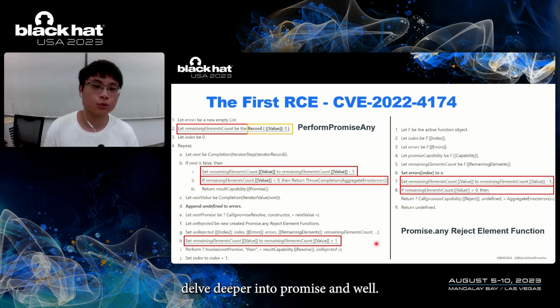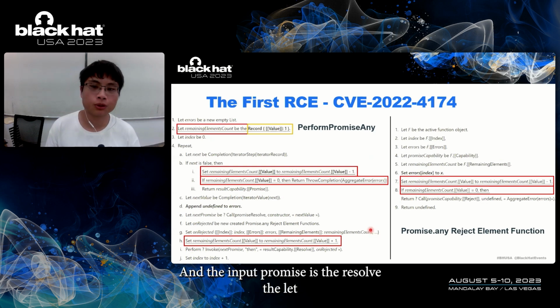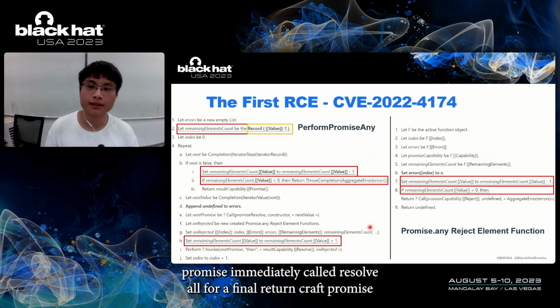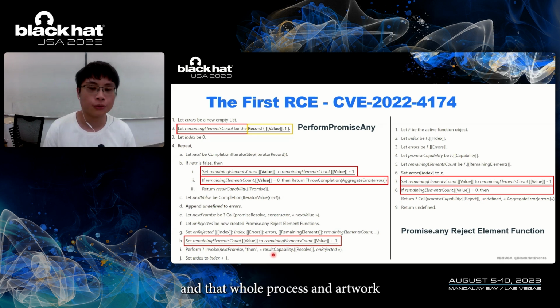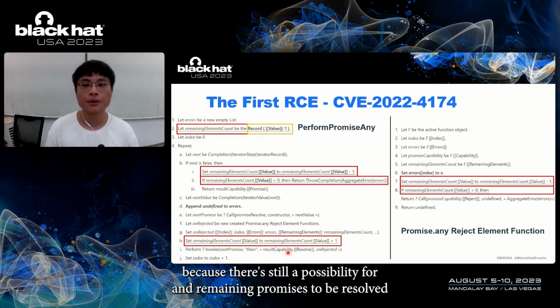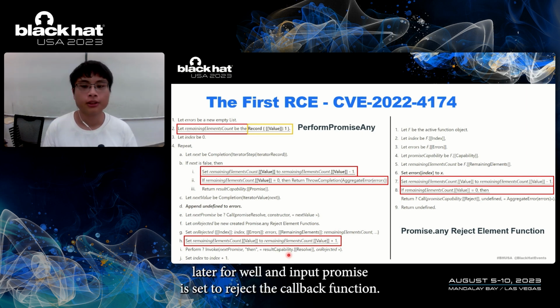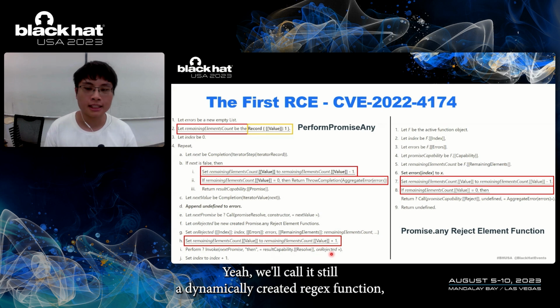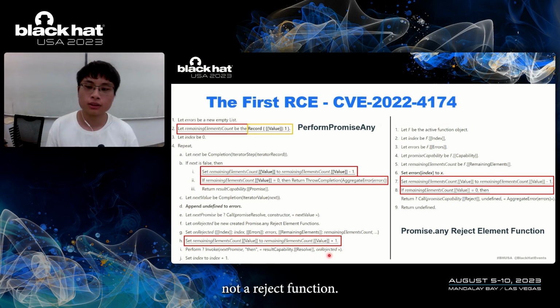Now, let's delve deeper into Promise.any. When any input promise is resolved, that promise will immediately call the resolve of the final returned craftPromise, and the whole process ends. However, when an input promise is set to reject, Promise.any does not wish to interrupt the execution flow of the remaining promises, because there is still a possibility for the remaining input promises to be resolved. Therefore, when an input promise is set to reject, the callback function it will call is the dynamically created onRejected function, not the reject function of the final returned craftPromise.